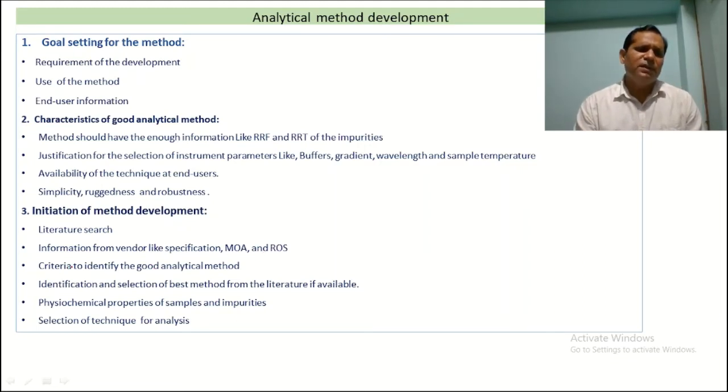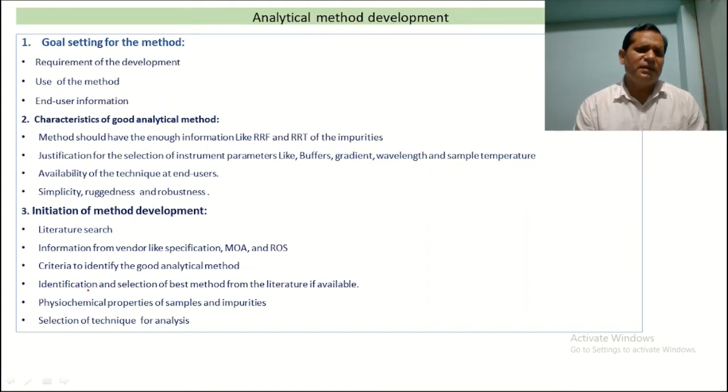Next point, criteria. You have to set the goals of any good method. The method should be robust, simple, and rugged enough so that it gives consistent results in different laboratories.